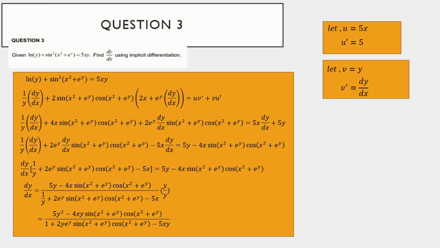And for the fourth row, we need to move all the variables of dy over dx to the left and non-dy/dx to the right. So if we move all dy/dx to the left, we will move the 5x dy over dx to the left. It will become negative 5x dy over dx. So we move non-dy/dx to the right. We move 4x sine x squared plus e power of y cos x squared plus e power of y to the right. It will become negative 4x sine x squared plus e power of y cos x squared plus e power of y.